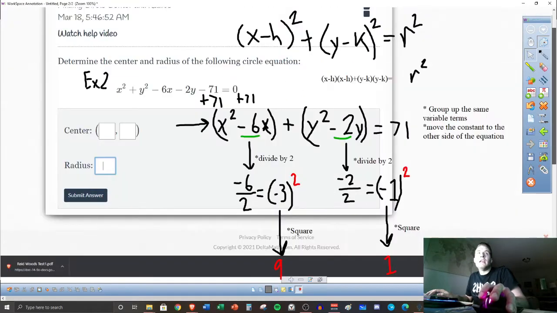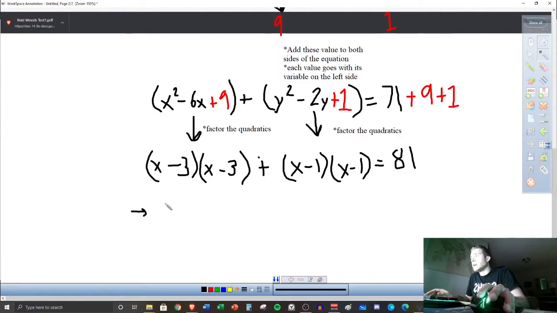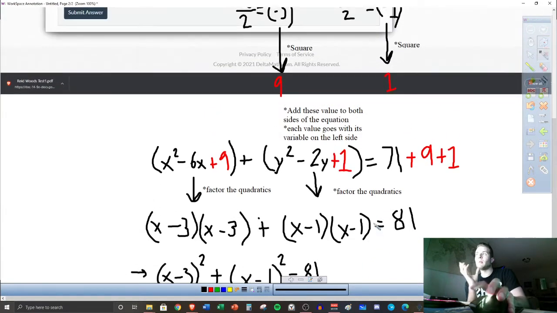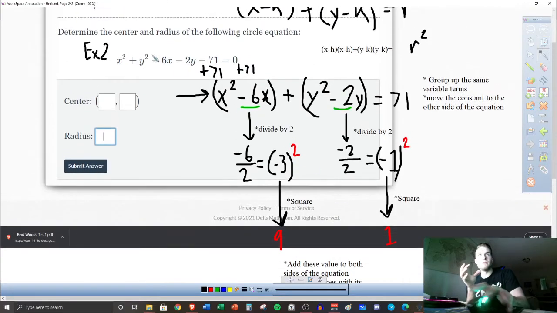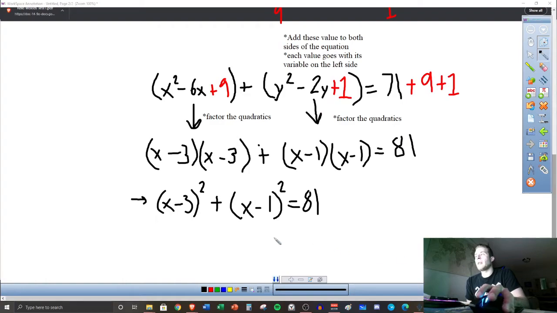So now we're just going to put the bow on this and rewrite it in its final equation of a circle form, because we have what we need, which is going to be x minus 3 squared plus x minus 1 squared equals 81. And we're done, okay? Through algebra, we've been able to manipulate this circle equation into its actual form, okay?